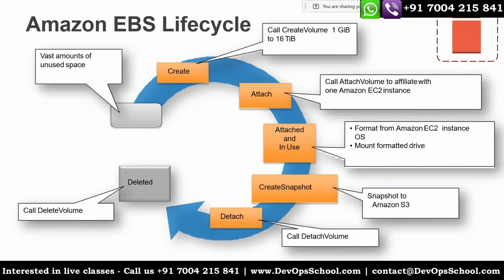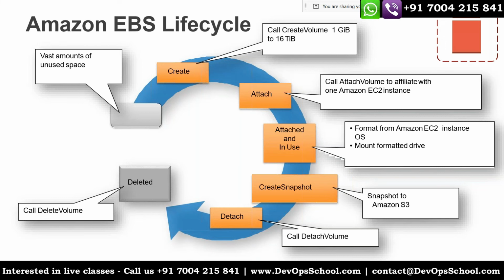So look at my screen here. First of all, you have to create a volume. You may create a volume from 1 GB to 16 GB. I'm talking about GP SSD, general purpose SSD. After that, you have to attach it to the instance, then attach and use it in the instance, and then create a snapshot and detach. All these things I'm going to show you as part of the demo.